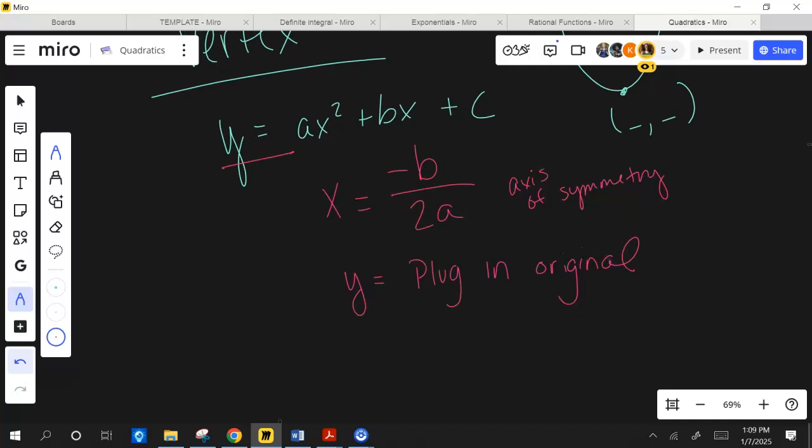All right. Let's do an example. Ready? 2x squared minus 4x. Find the vertex. On your mark, get set, go. Find the vertex.